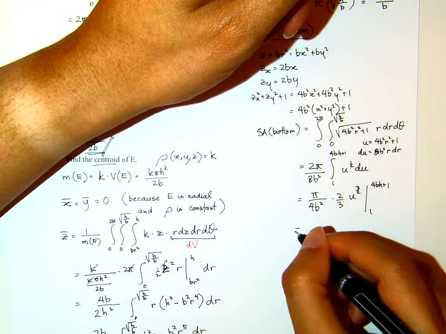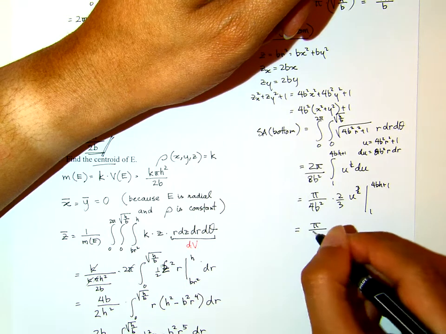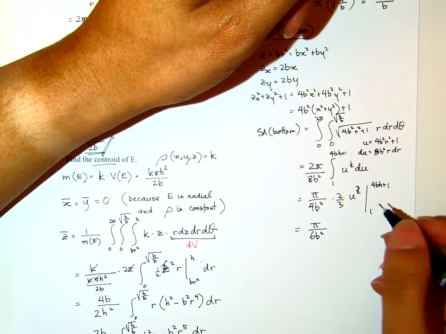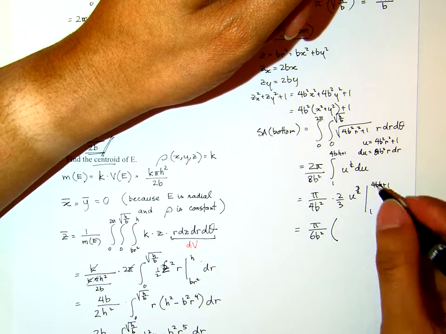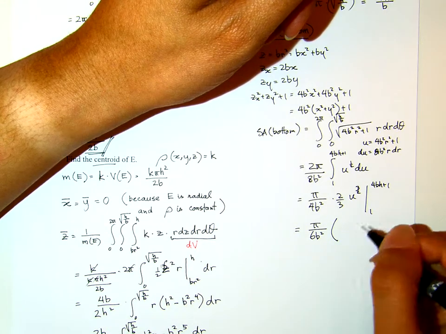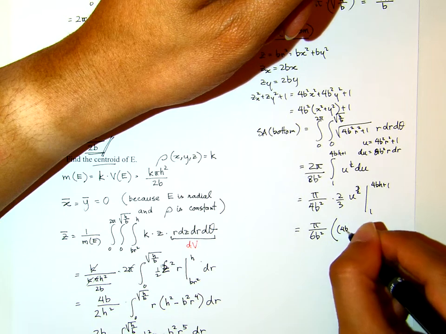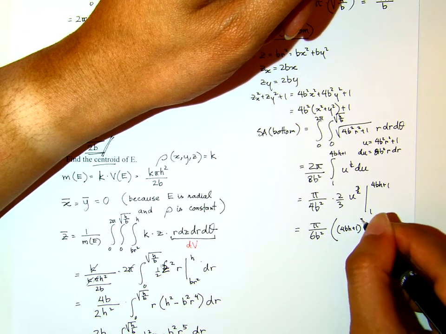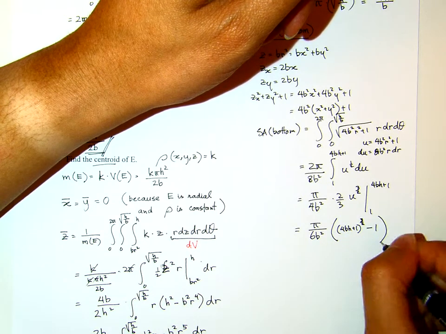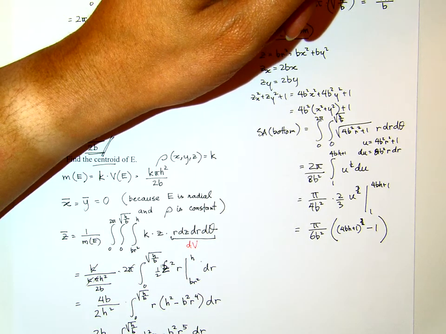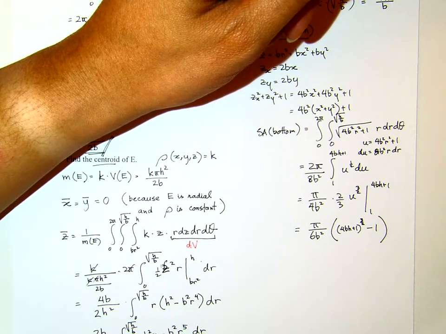Now then, this will be pi over 6b squared parentheses, that's, okay, how to do that better? This is 4bh plus 1 to the power of 3/2 minus 1. I think that's the simplest I can get.